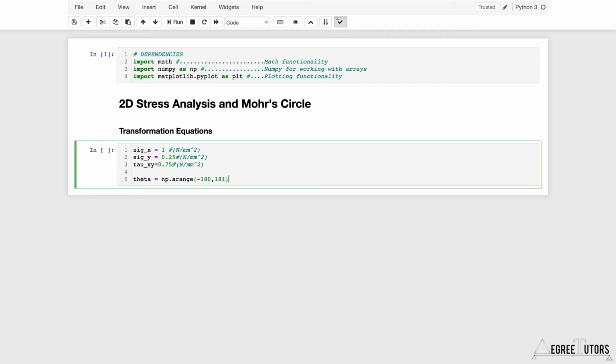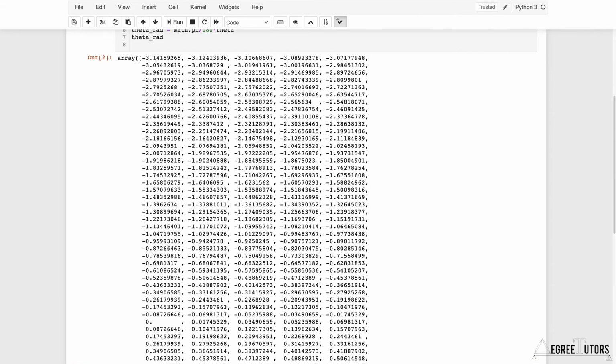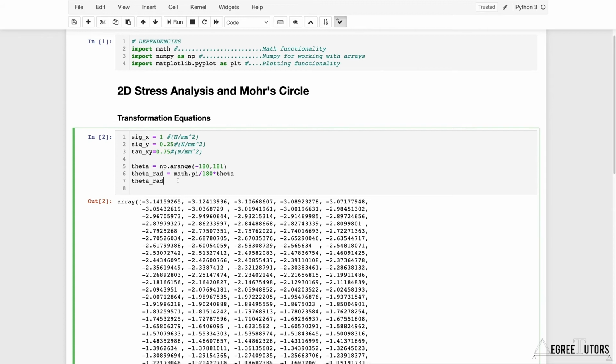Now I'm going to be passing those into cosine and sine, and so I'm going to want those in radians. So I'll say theta underscore rad for radians, and I'm going to take theta and multiply it by pi over 180. I'm going to take pi, which is a constant, from the math library, divide it by 180, and multiply all of that by theta. Now that's going to give me a range of angles. Let's just print them. Okay, there's all of my different angles that I'm going to use to plot my transformation equation.